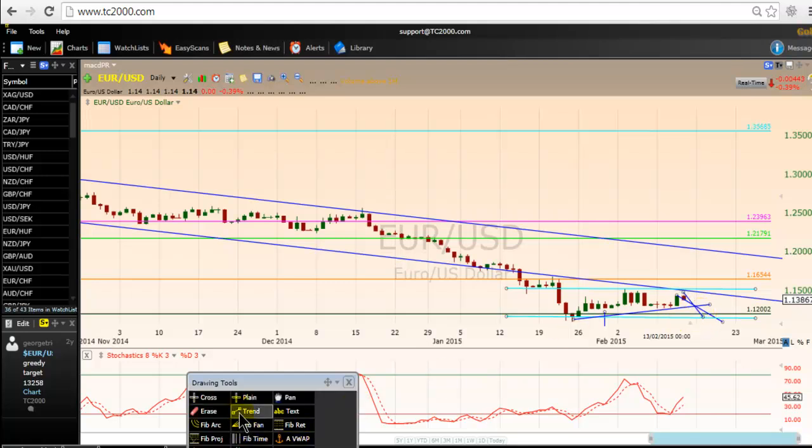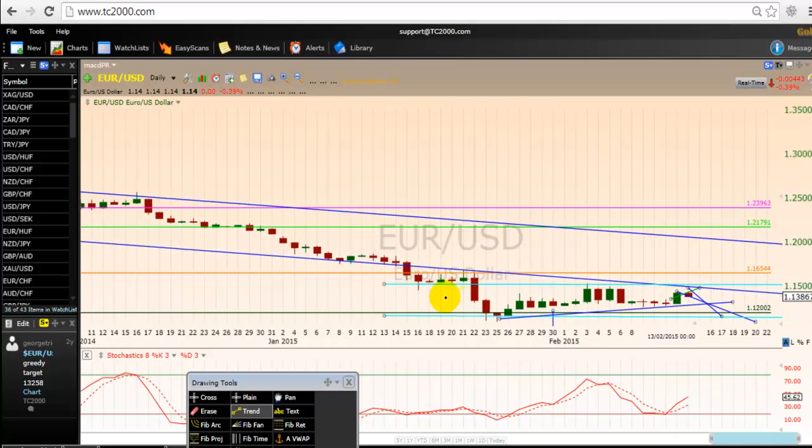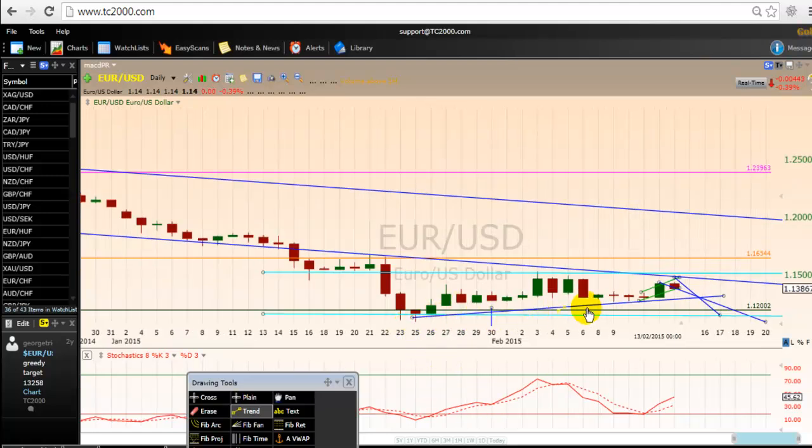But if you continue to go up and you receive a buy signal, you will use this trend line here. Which one? You see here on the daily chart, I drew this trend line here. This trend line I drew on the daily chart. So it went away from it.